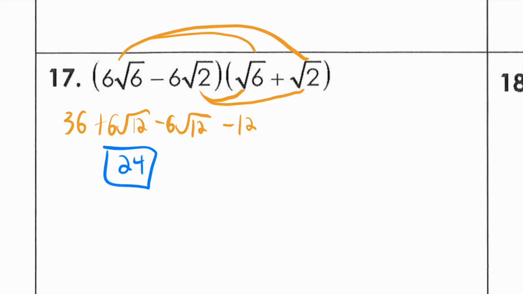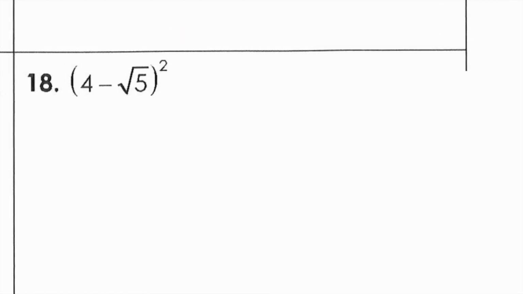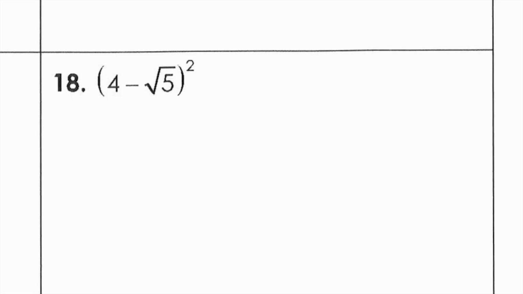Moving on to number 18. 4 minus square root 5, quantity squared. Remember, when there's a plus or minus sign inside this parenthesis here, we can't just distribute this exponent to the exponents inside. That doesn't work unless there's exclusively or only multiplication or division inside the parentheses. So what we have to do is instead write this out twice.